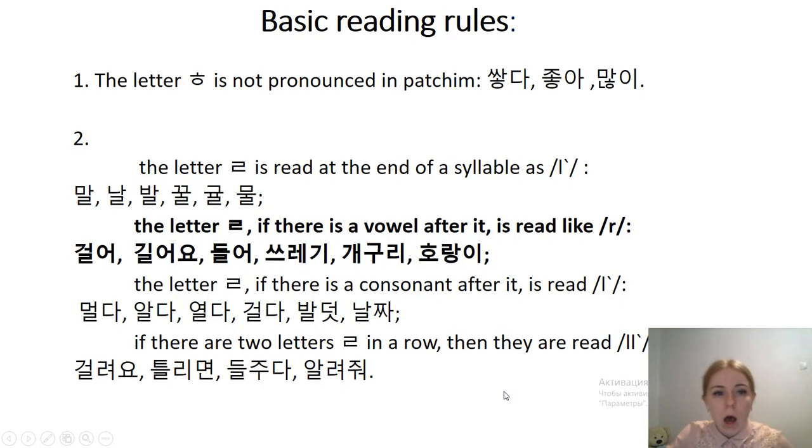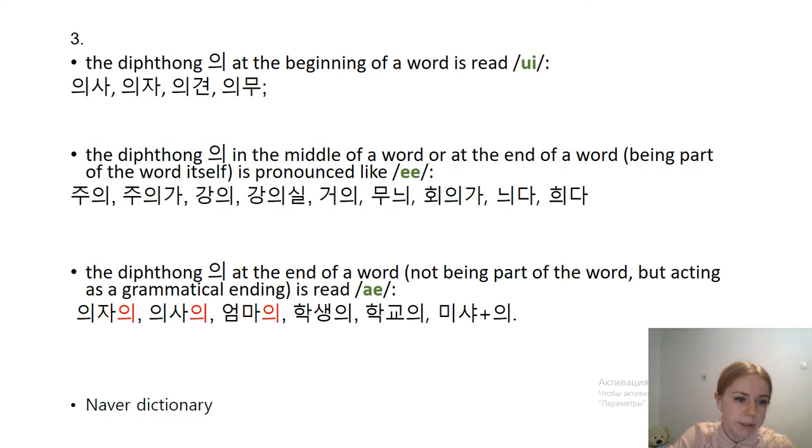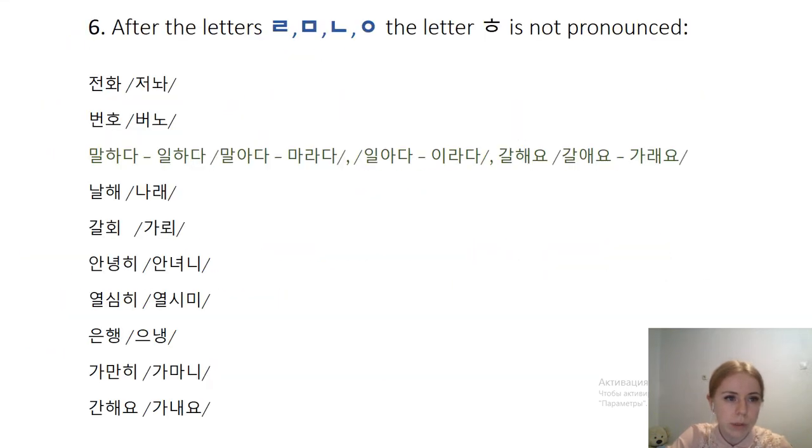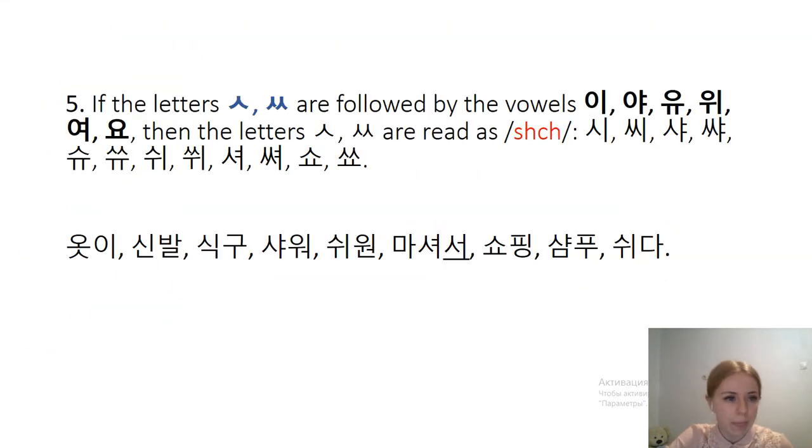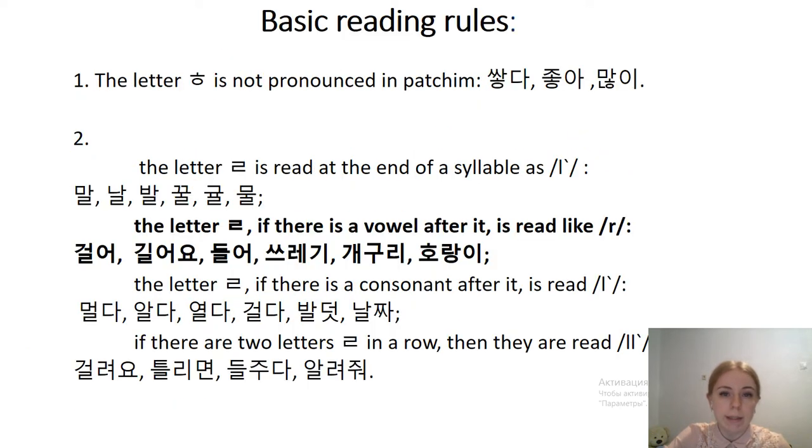And now we're going to basic reading rules. We have some different rules. There are, if I'm not mistaken, 6 rules, 7 rules. Okay. So the first one is the easiest. It's the rule about the letter H is not pronounced in Pachim. So if you see H in Pachim, you don't have to read it.